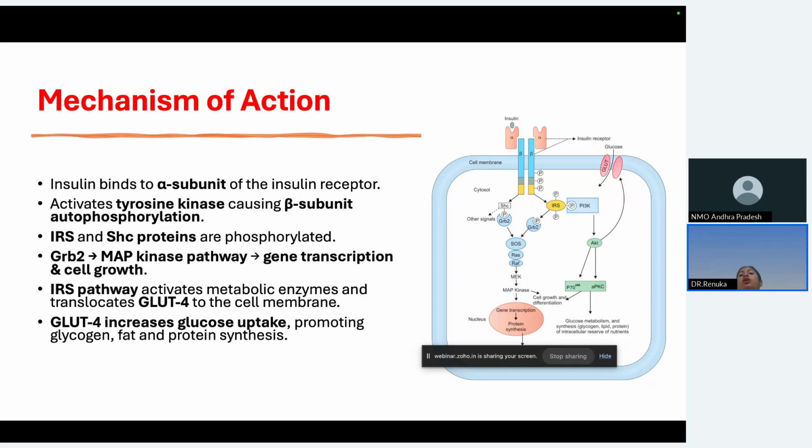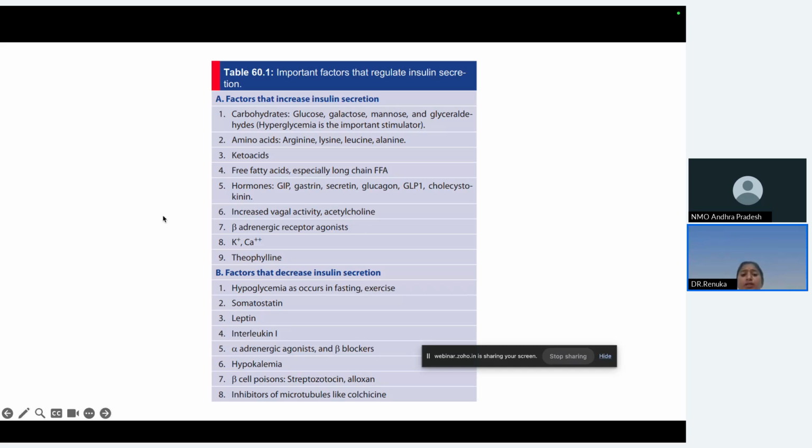So what are all the functions? Protein synthesis, fat synthesis, glucose storage, all the functions of insulin are carried out inside the cell. Factors that increase insulin: glucose, galactose, all the carbohydrates, some amino acids like arginine, lysine, leucine, alanine, keto acids, fatty acids, and all these things. And factors that decrease insulin: fasting, exercise, somatostatin, hypokalemia.